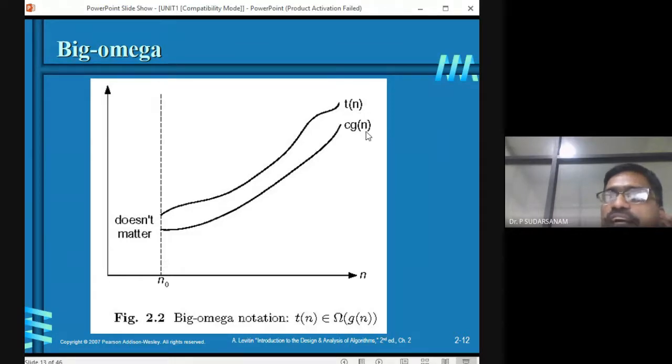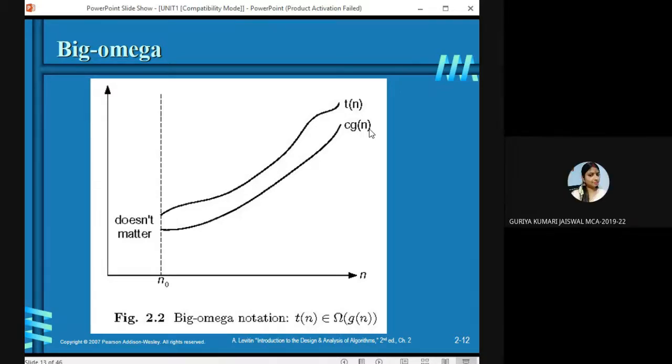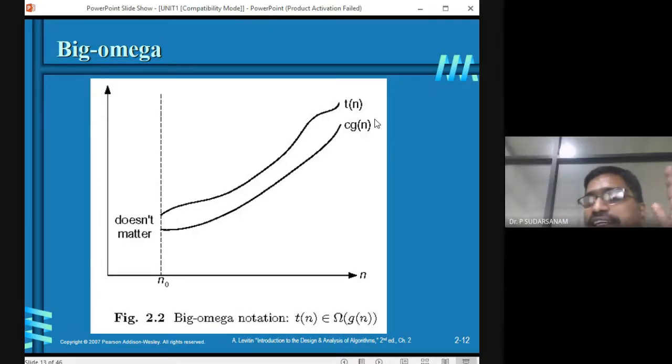Now, for 6 to become 3, what do you have to do? I want to make it 3. What do you have to do? 6 is there. I want to make it 3. What do you have to do?